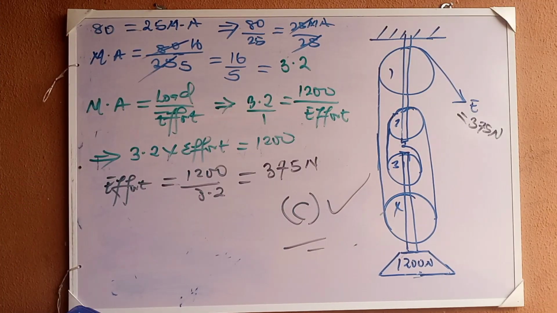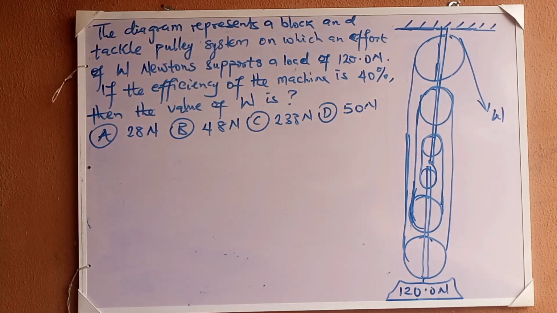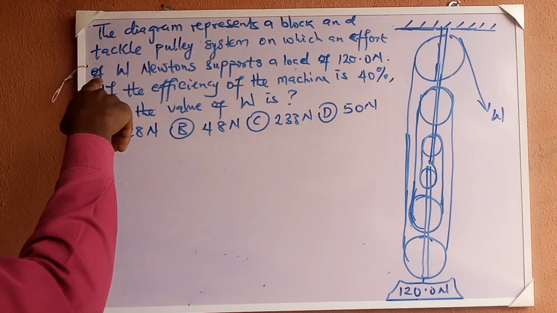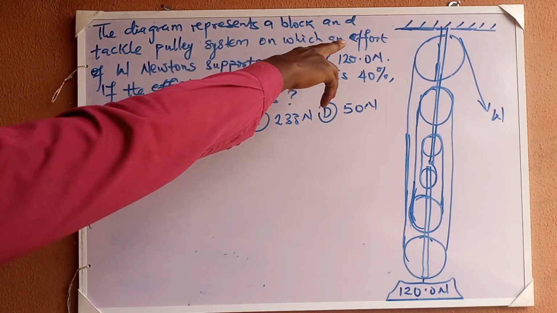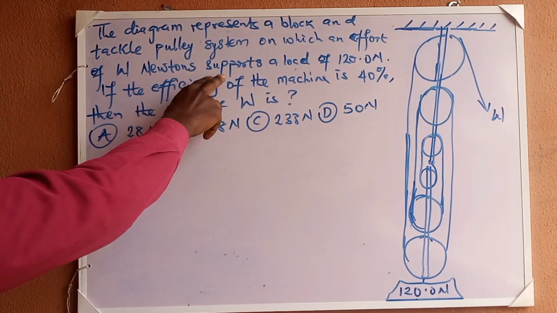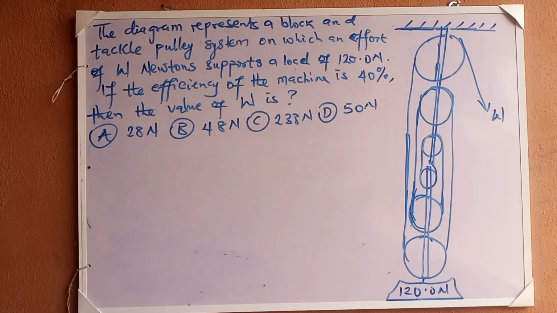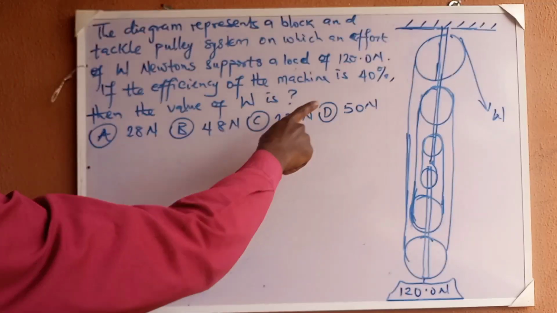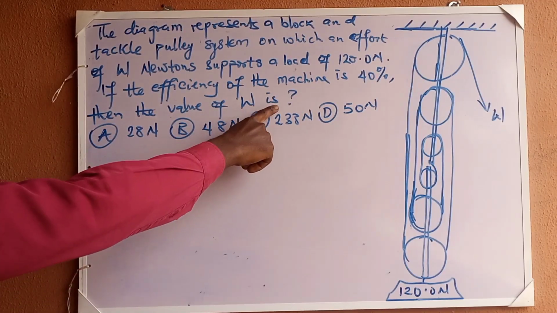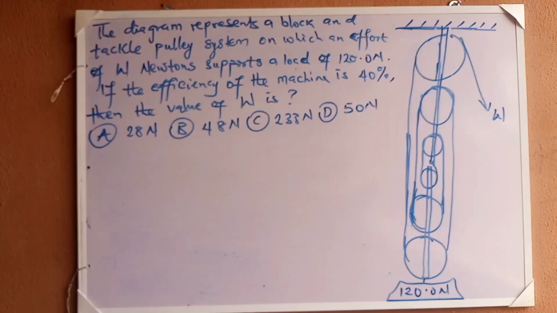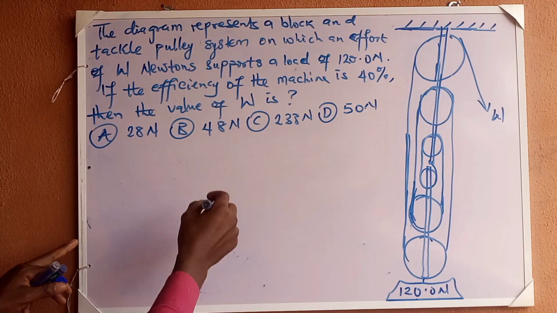So moving to the next question. This is another interesting question on block and tackle systems of pulleys that we're going to solve. The question says the diagram represents a block and tackle pulley system on which an effort W newtons supports a load of 120.0 Newton. If the efficiency of the machine is 40%, then the value of W is what? These are the options. We're going to solve the question right now.